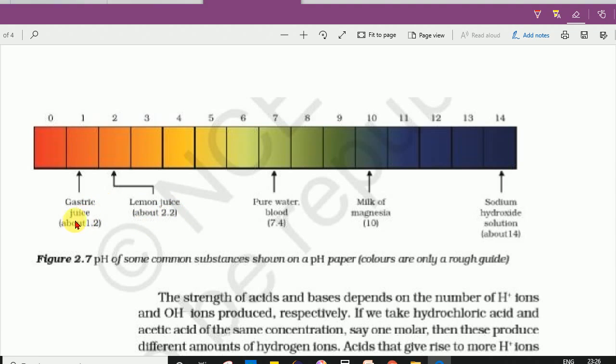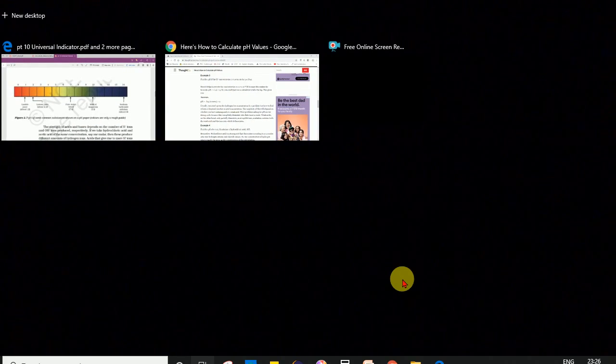Gastric juice, which is found in our stomach, is about 1.2 pH. That's why it kills all the bacteria. You must be learning this in your life processes chapter. Milk of magnesia, which is used as an antacid, has a pH near about 10, and sodium hydroxide solution pH is about 14.